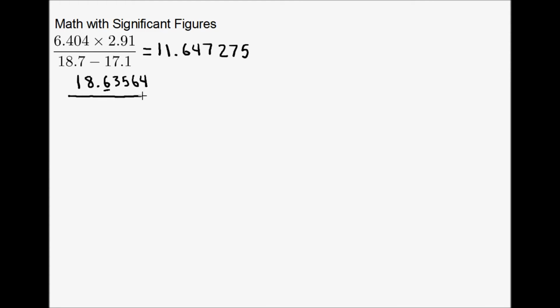And now this is divided by 18.7 minus 17.1, which according to my calculator is 1.6. Tenths place, because this is subtraction. This is tenths place also, which it already is, which is okay. So effectively what this is saying I should do is 18.6 divided by 1.6, which tells me 3 significant figures, 2 significant figures. Because this is division, my answer needs to have 2 significant digits.